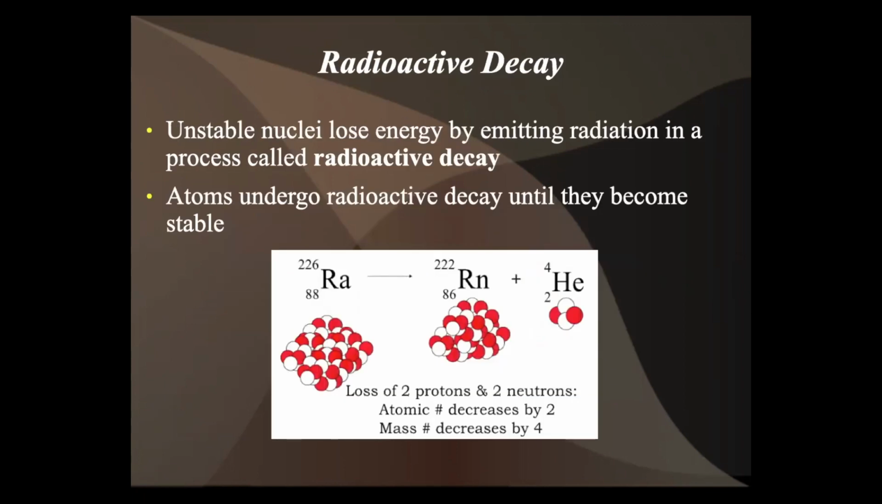Unstable nuclei lose energy by emitting radiation in a process called radioactive decay. Elements naturally on their own will emit radiation, and as they lose energy, as they lose matter, that's called decay. Radioactive decay is the loss of energy and the loss of matter. Atoms will undergo radioactive decay until they become stable.